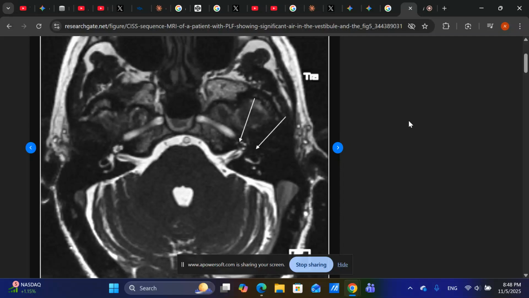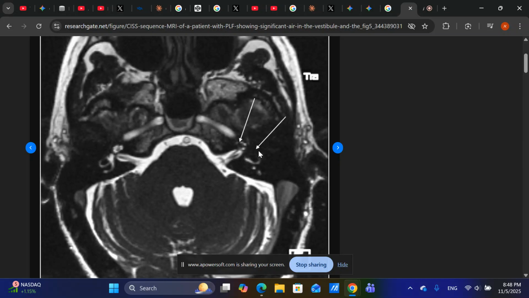In perilymphatic fistula, there is a fistula between the inner ear and the middle ear, usually through the oval or round window. What it causes is that CSF can get out, but it also causes pneumolabyrinth, namely air in the labyrinth, in the vestibule, in the cochlea.